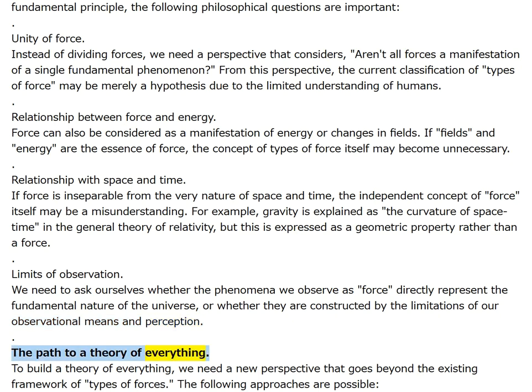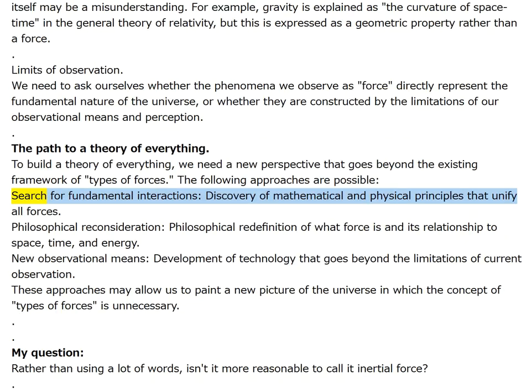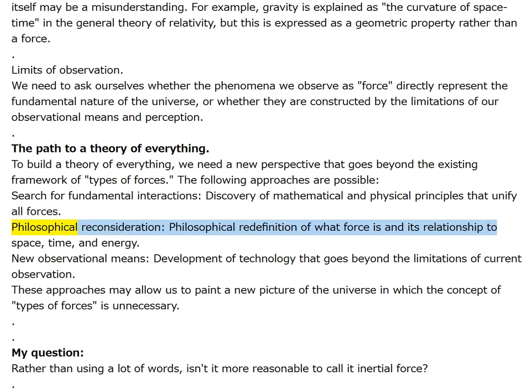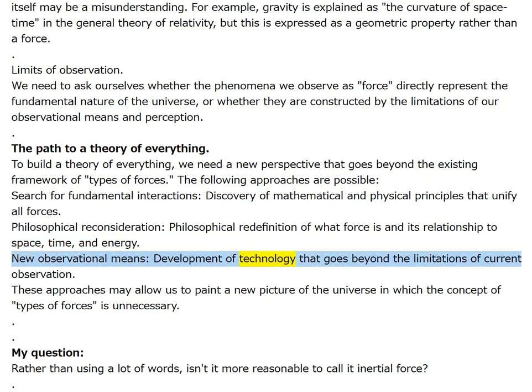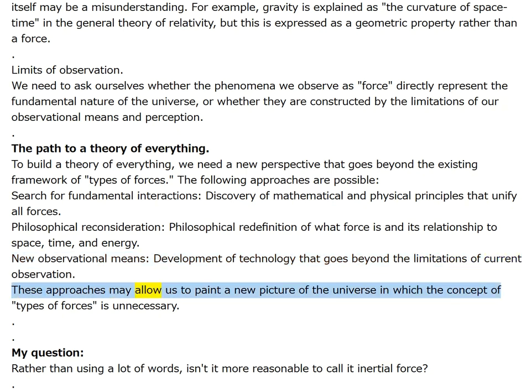The path to a theory of everything. To build a theory of everything, we need a new perspective that goes beyond the existing framework of types of forces. The following approaches are possible: search for fundamental interactions, discovery of mathematical and physical principles that unify all forces. Philosophical reconsideration, philosophical redefinition of what force is and its relationship to space, time, and energy. New observational means, development of technology that goes beyond the limitations of current observation. These approaches may allow us to paint a new picture of the universe in which the concept of types of forces is unnecessary.